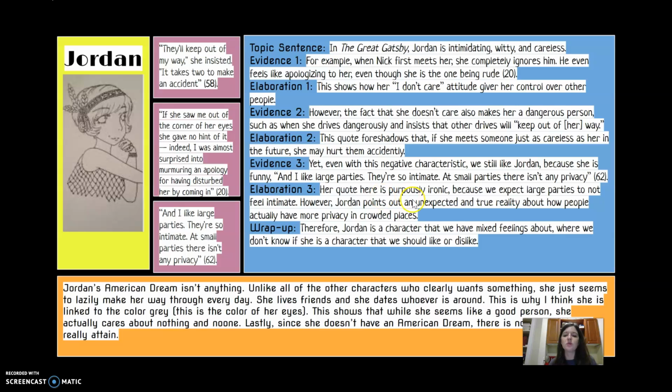Her quote here is purposely ironic because we expect large parties to not feel intimate. However, Jordan points out an unexpected and true reality about how people actually have more privacy in crowded places because no one's trying to listen into your conversation. And so here they prove that she's also witty, which should be the last thing on their list.